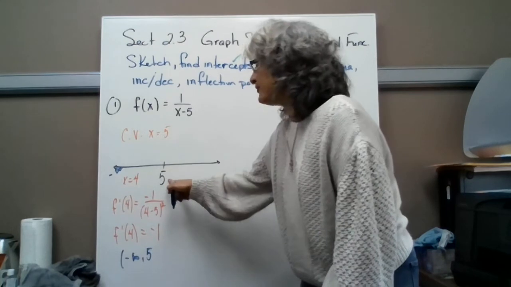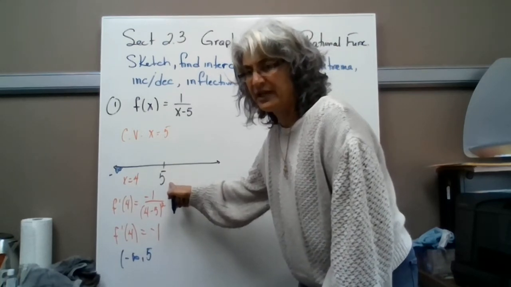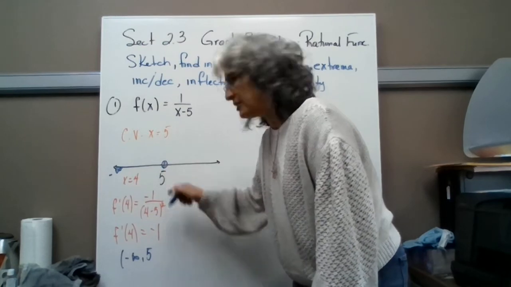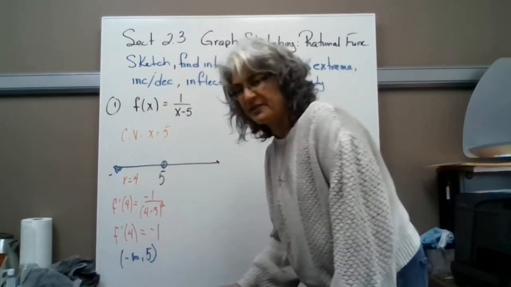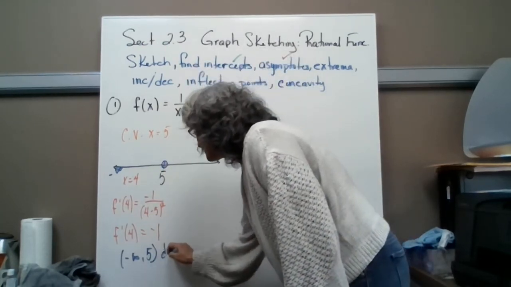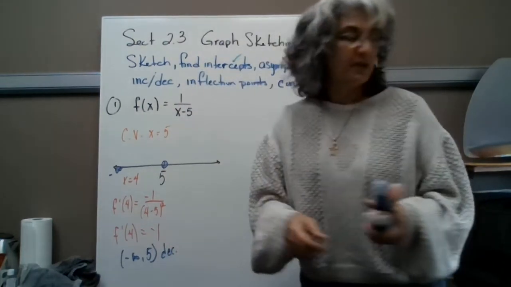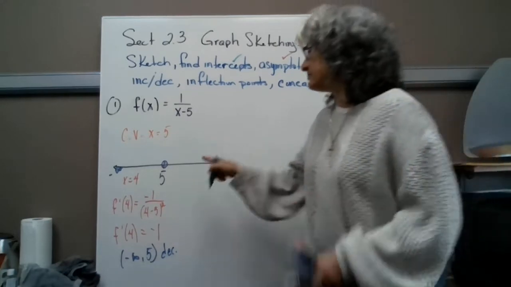And by the way, if you recall, isn't 5 a vertical asymptote? Which means this will be an open circle, wouldn't it? Which means this would be a parenthesis, right? So on this particular interval, I have it decreasing, don't I? Let's check the other interval.